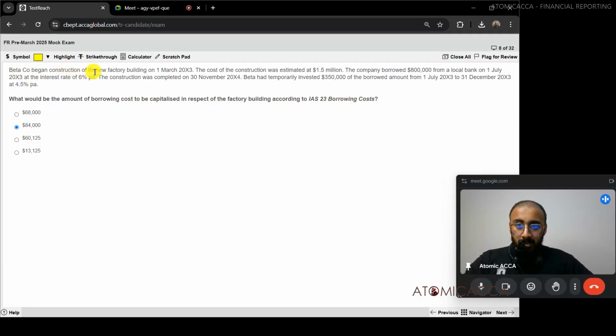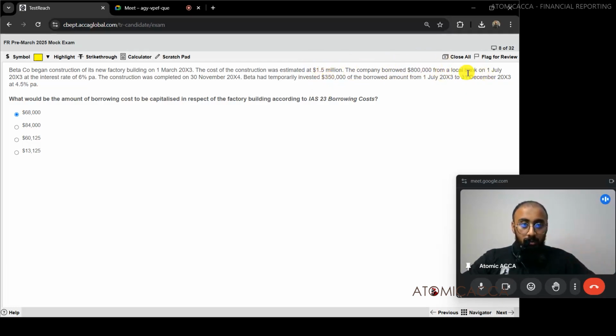Beta company began construction of its new factory building on 1st March X3. Cost of the construction was estimated at 1.5 million. The company borrowed 800,000. Keep in mind, 1.5 million is the total cost, but they borrowed 800,000 from the bank. That means your capitalization and whatever interest figure should be based on the 800,000 bank figure and not the total cost of 1.5 million. So be careful with that.